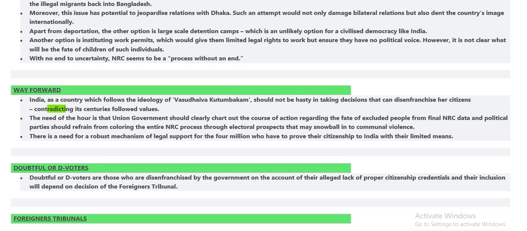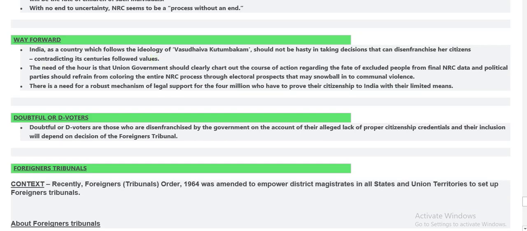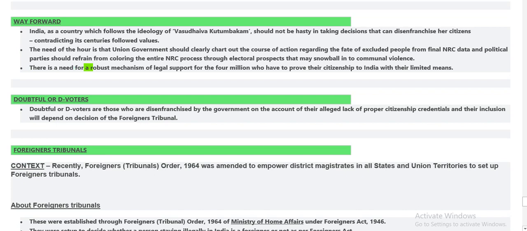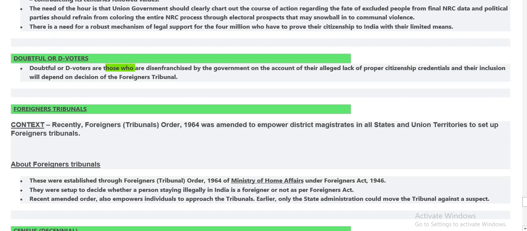Way forward. India, as a country which follows the ideology of Vasudhaiva Kutumbakam, should not be hasty in taking decisions that can disenfranchise her citizens, contradicting its centuries-followed values. The need of the hour is that the Union government should clearly chart out the course of action regarding the fate of excluded people from the final NRC data, and political parties should refrain from coloring the entire NRC process through electoral prospects that may snowball into communal violence. There is a need for a robust mechanism of legal support for the 4 million who have to prove their citizenship to India with their limited means.